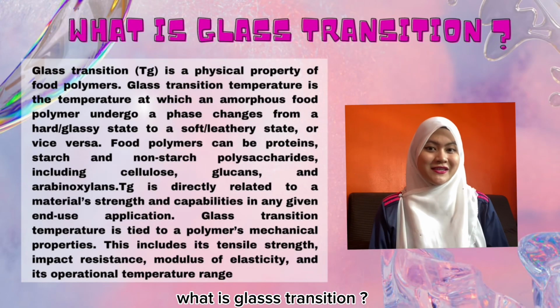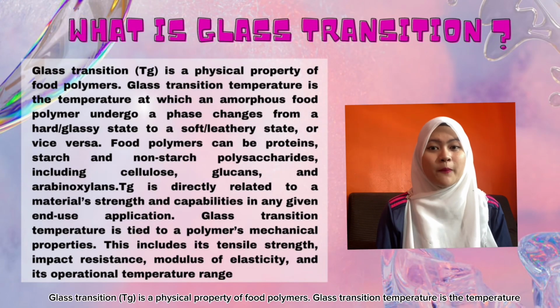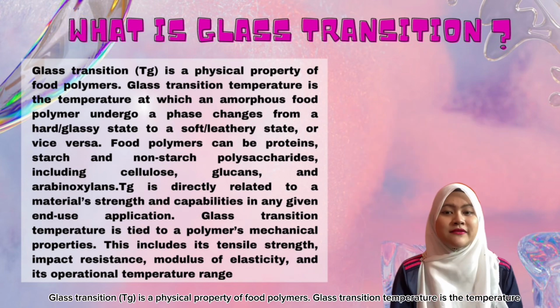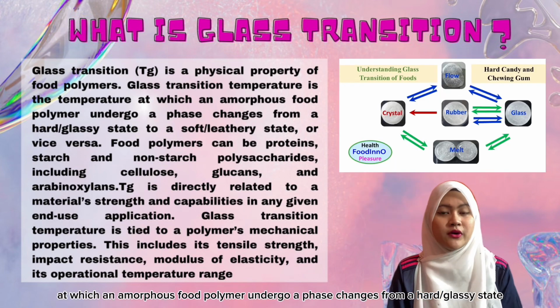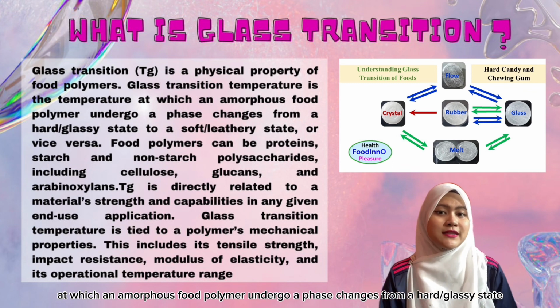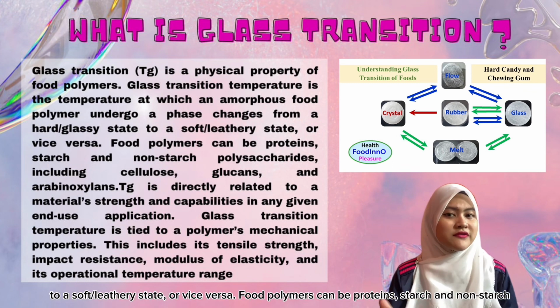What is glass transition? Glass transition is a physical property of food polymers. Glass transition temperature is the temperature at which an amorphous food polymer undergoes a phase change from a hard or glassy state to a soft or leathery state, or vice versa.